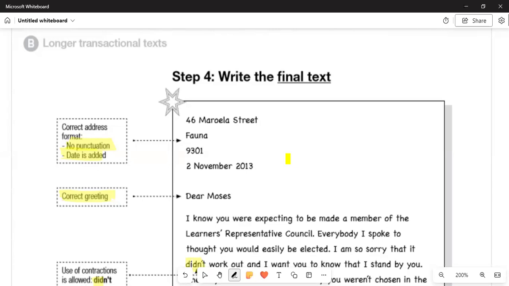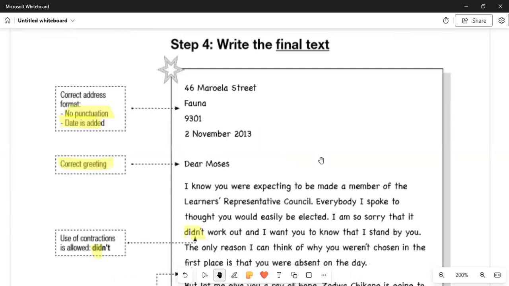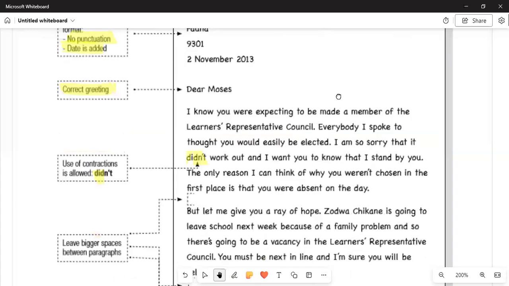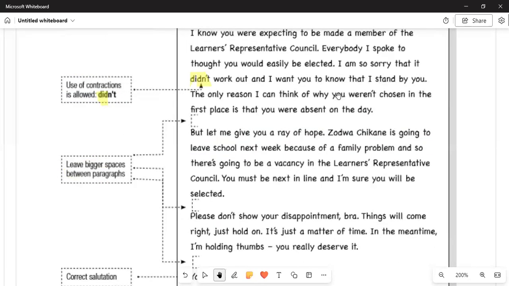There is a correct greeting there, which is Dear Moses. You are skipping a line. I know you are expecting to be made a member of the Learners Representative Council. Everybody I spoke to thought you would be easily elected. I'm so sorry that it didn't work out, and I want you to know that I stand by you. The only reason I can think of why you weren't chosen in the first place is that you were absent that day.